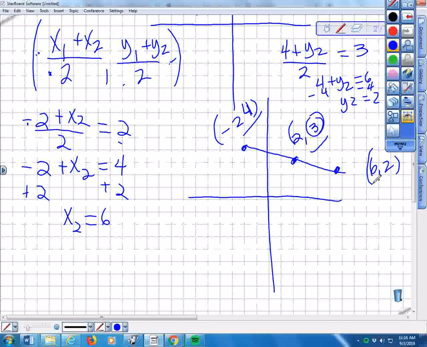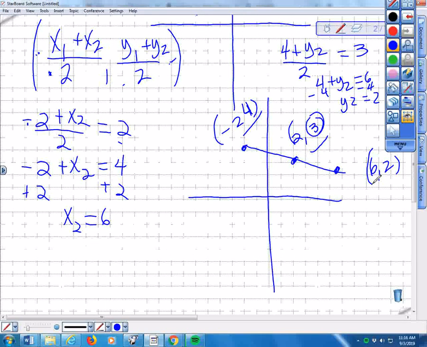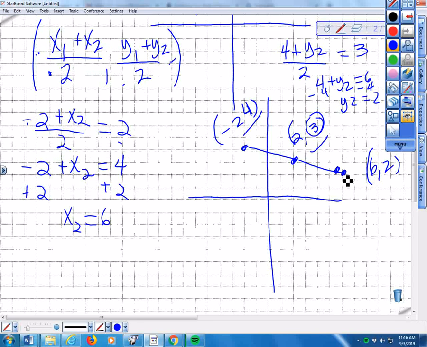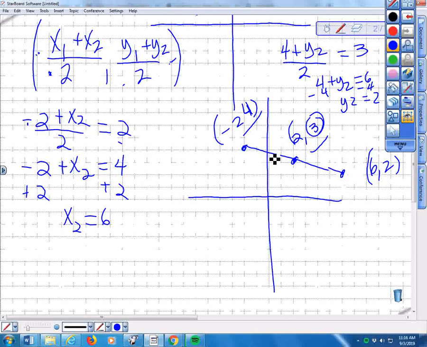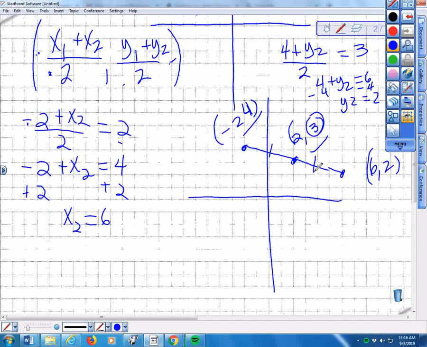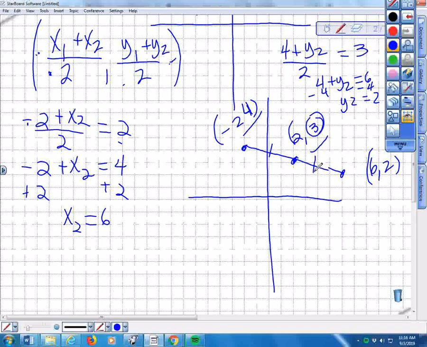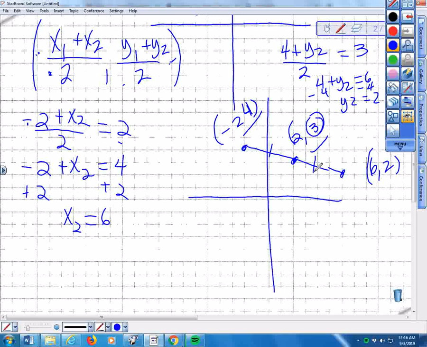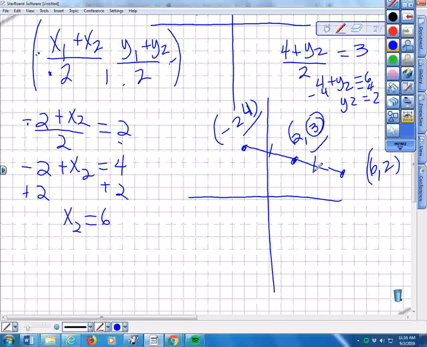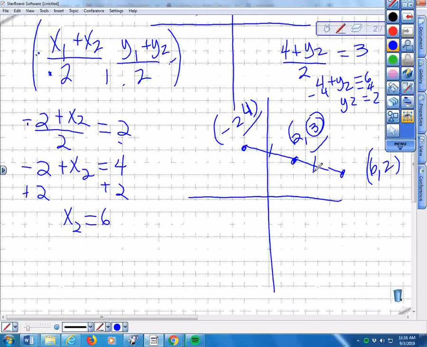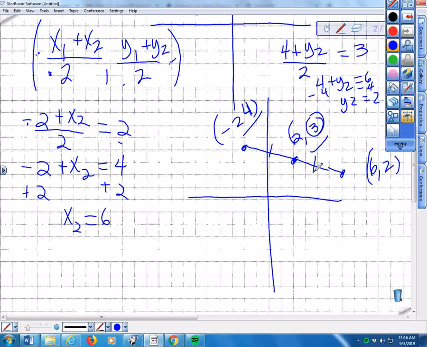If I plot this, 1, 2, 3, 4, 5, 6, up 2. My guess was a little off, but that's all right. Okay, do these two segments look equal? Yeah. So I feel pretty good about the math. Okay, so we can use the midpoint formula to find the midpoint, but we can also use it to find endpoints if we're given the midpoint. So it'll help you in both ways.